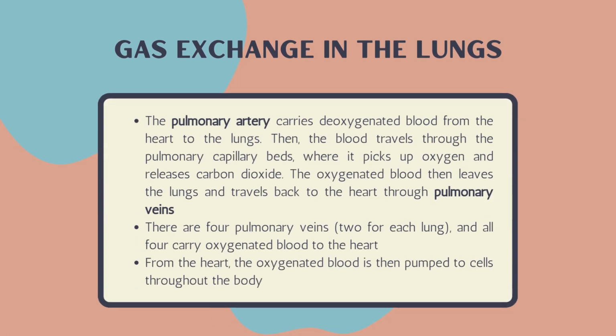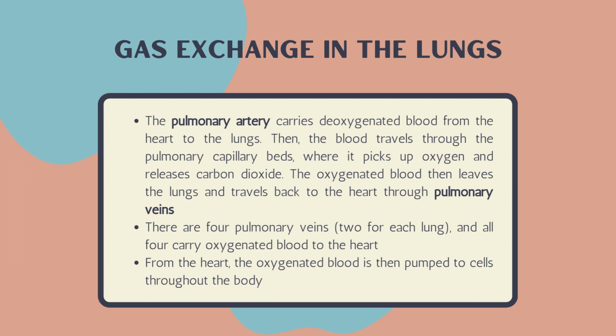Now, the pulmonary artery carries the deoxygenated blood from the heart to the lungs. Then, blood travels through the pulmonary capillary beds where it picks up oxygen and releases carbon dioxide. Oxygenated blood then leaves the lungs and travels back to the heart through pulmonary veins.